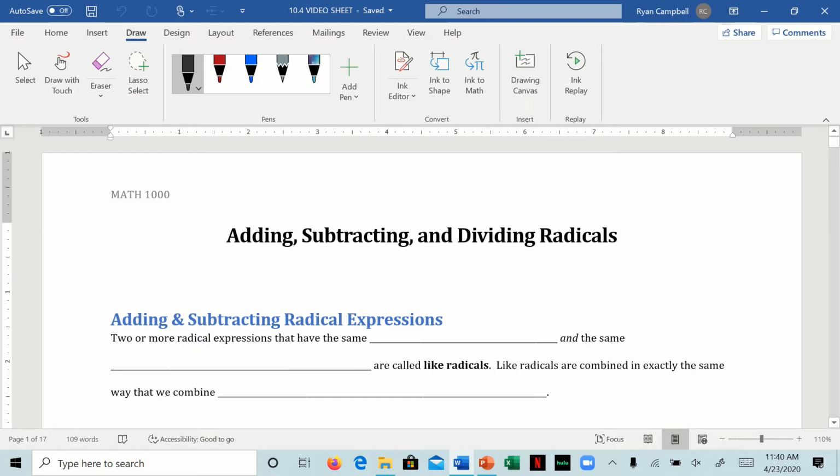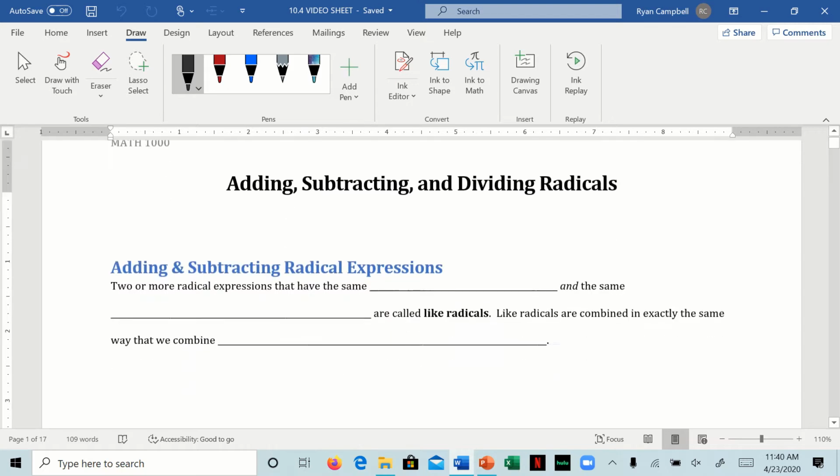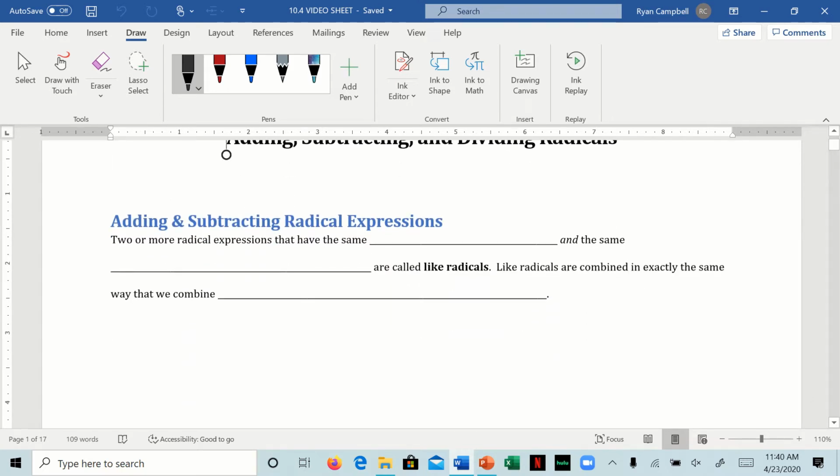Let's now talk about how to add, subtract, and divide radicals. So first things first, let's talk about adding and subtracting radicals. Two or more radical expressions that have the same index and have the same radicands are called like radicals. And we can combine them in the exact same way that we can combine like terms.